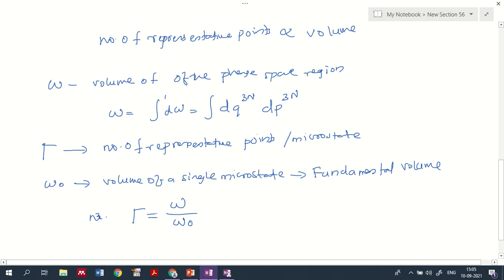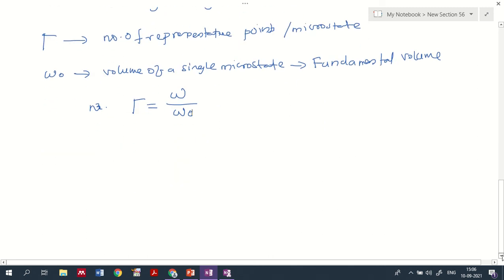So from that I can identify the value of gamma representation. Gamma equals omega by omega 0, where omega 0 is the volume of a single microstate, and omega is the volume of the entire space region that we are representing there.